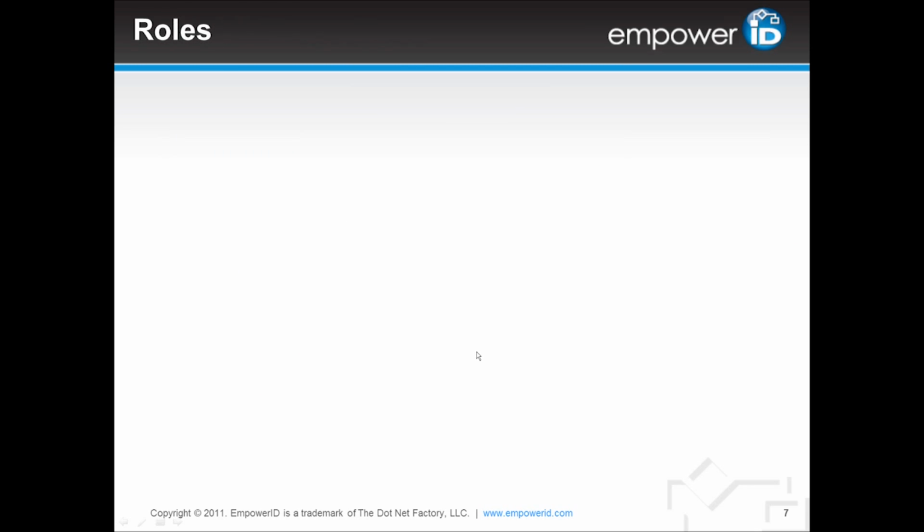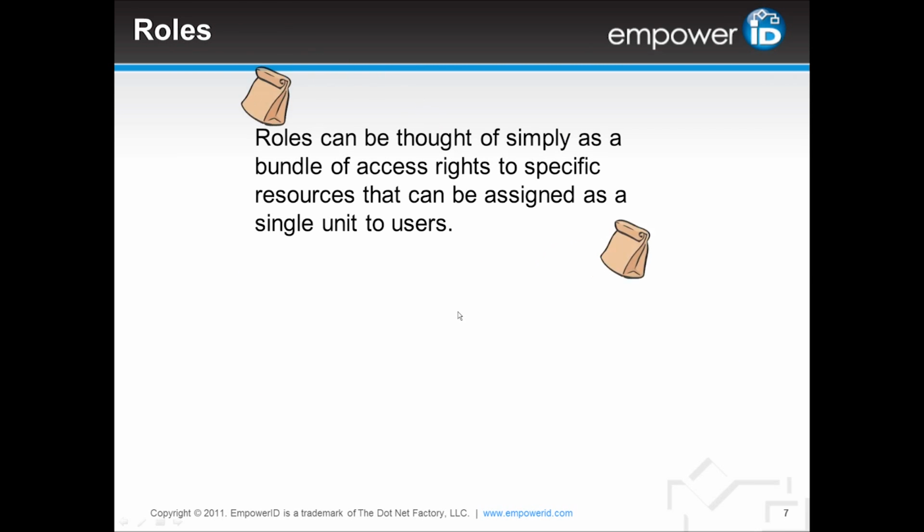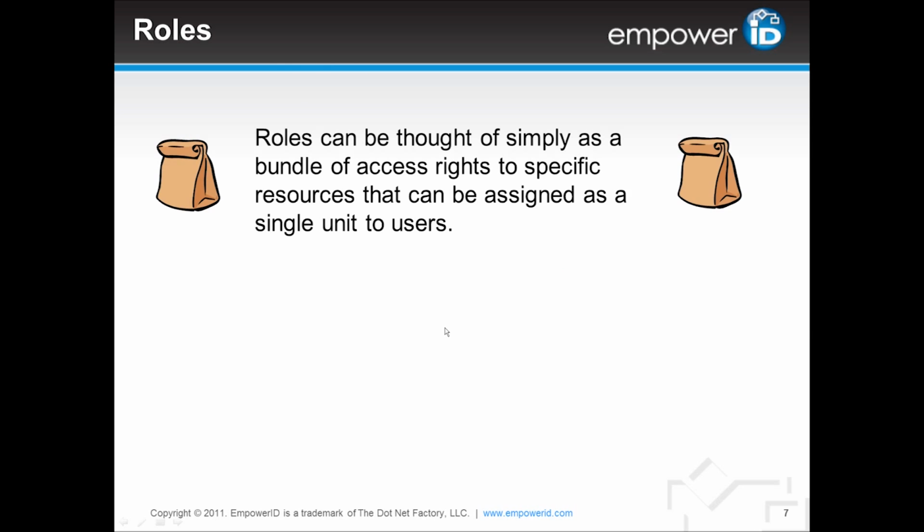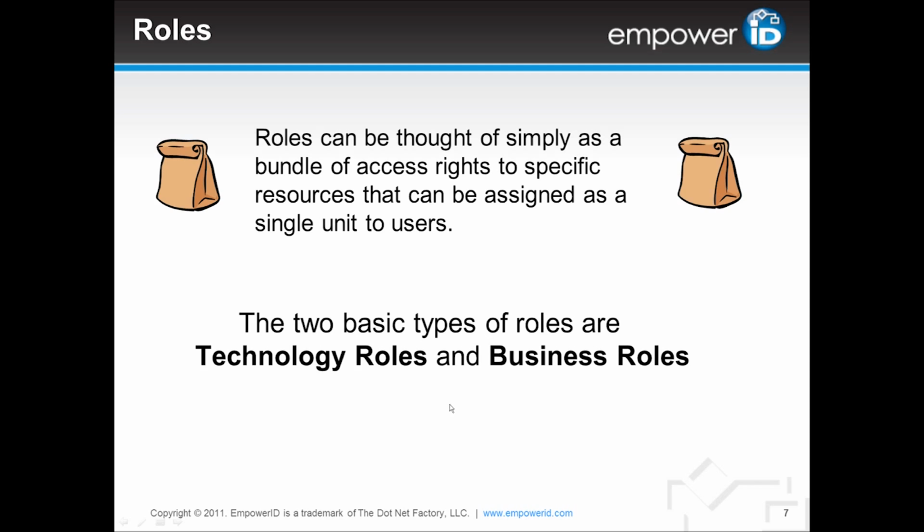Moving along now with our protected operations, we get to our roles. Roles can be thought of as simply a bundle of access rights assigned to specific resources that can be assigned as a single unit to users. So you're taking all these operations and you're bundling them up into roles. The two basic types of roles are technology roles and our business roles, and we'll take a look at each of those separately here.